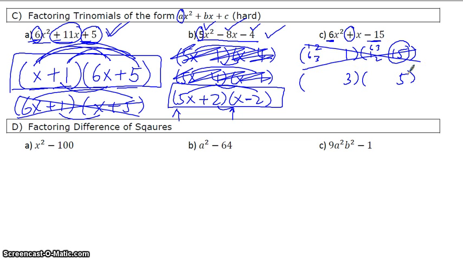All right. But is it 1, 6 or 2, 3? So there will be 4 combinations: 1, 6, 6, 1, 2, 3, 3, 2. So you just need to go through each pair in your head.